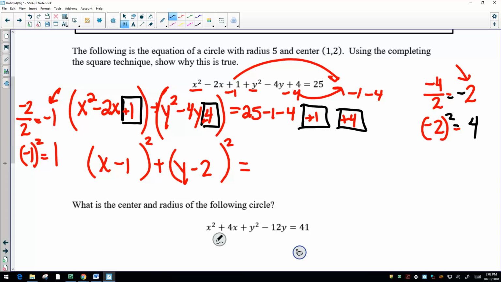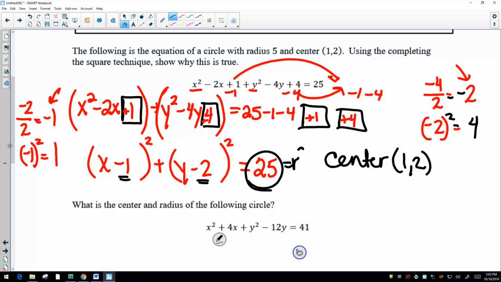Now I'm going to just simplify the right side. So I have 25 minus 1 minus 4 plus 1 plus 4 gives us 25. So it said we wanted to show that it had a center of (1, 2). Well, if we go back to our standard form that we learned before, we can find our center coordinates here. So I can see our center is, in fact, at (1, 2). That was h, k. And this 25 we know is equal to our radius squared. So that means your radius must equal 5. I would have to take the square root of 25, and that would leave me with a radius of 5.